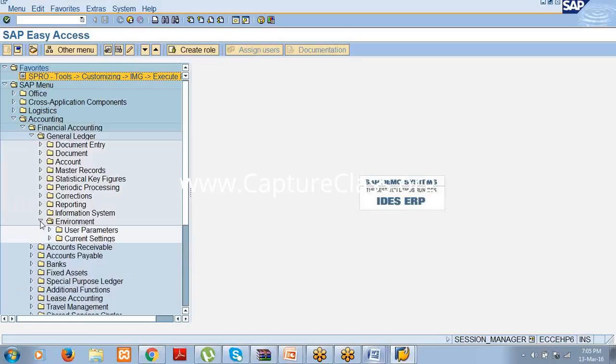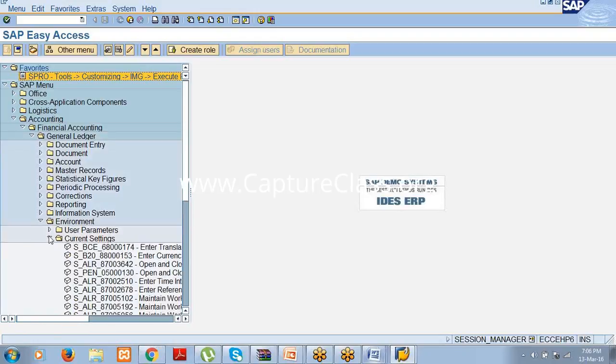Environment, Current settings, Open and close posting periods.